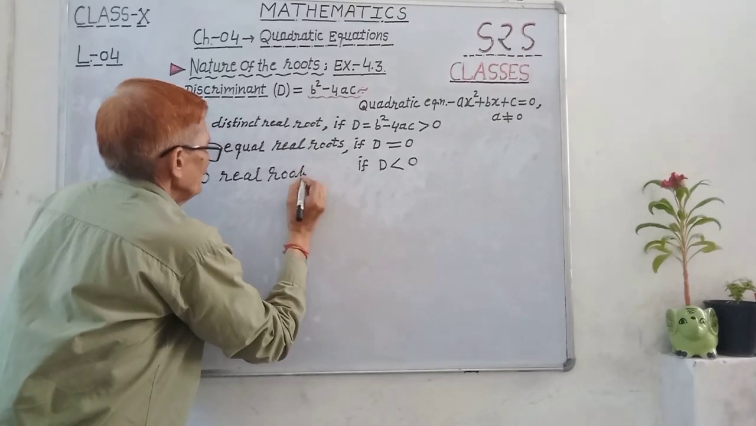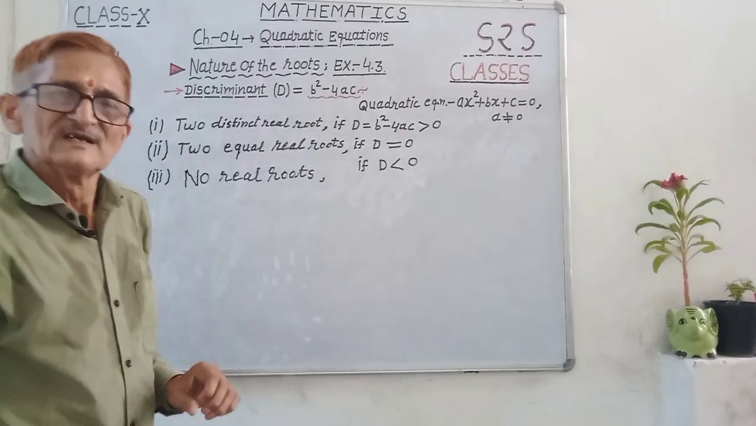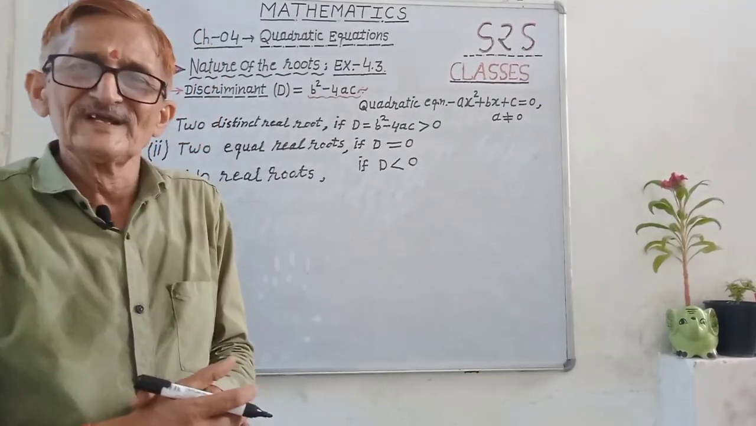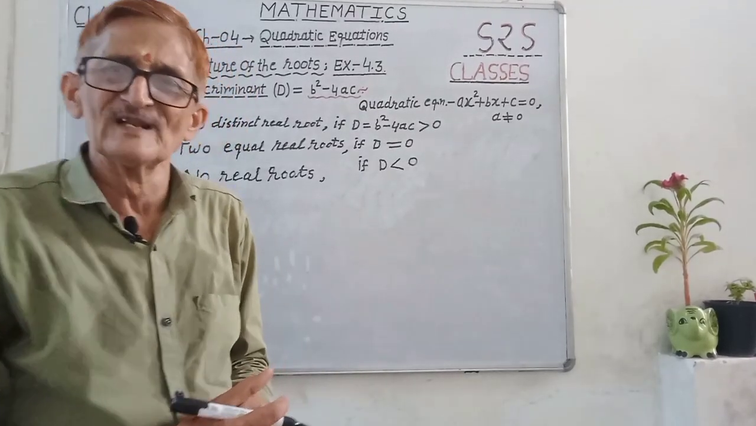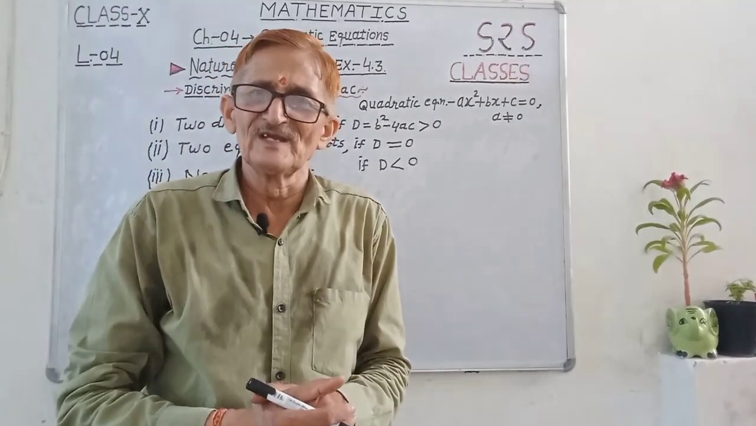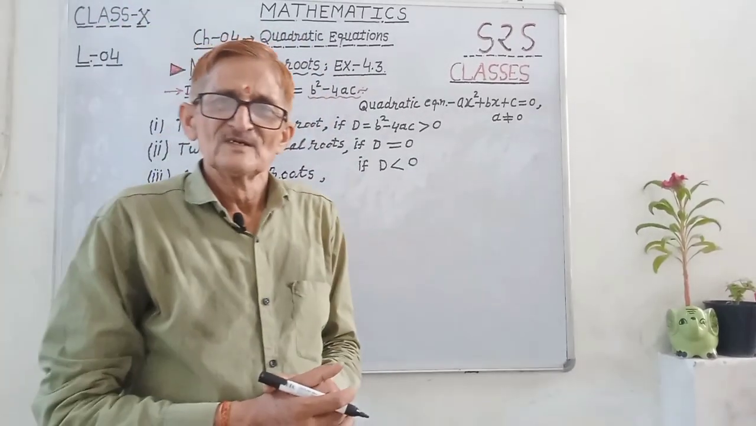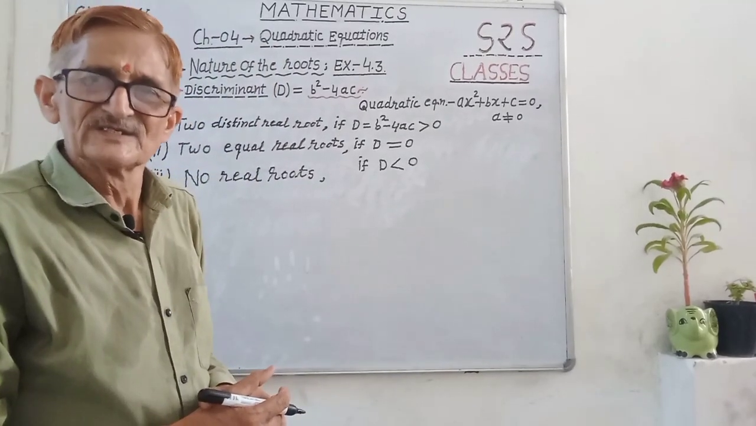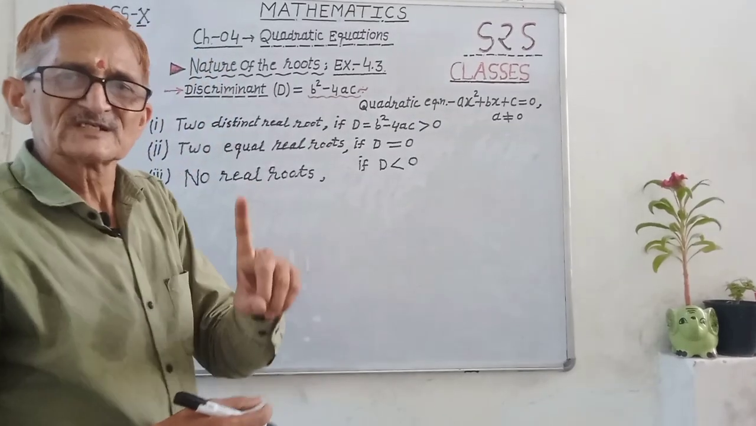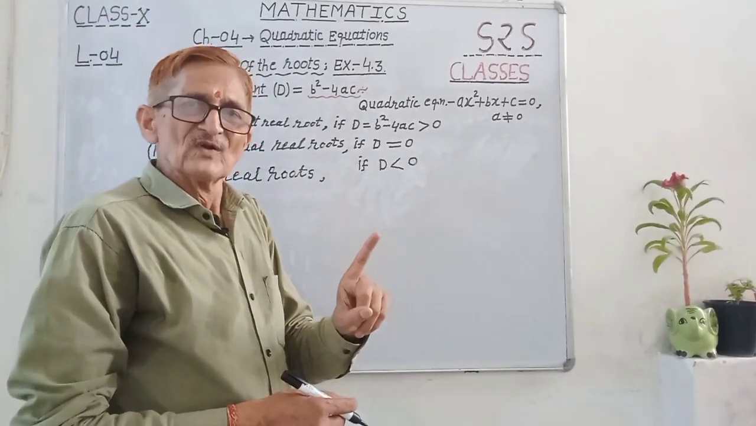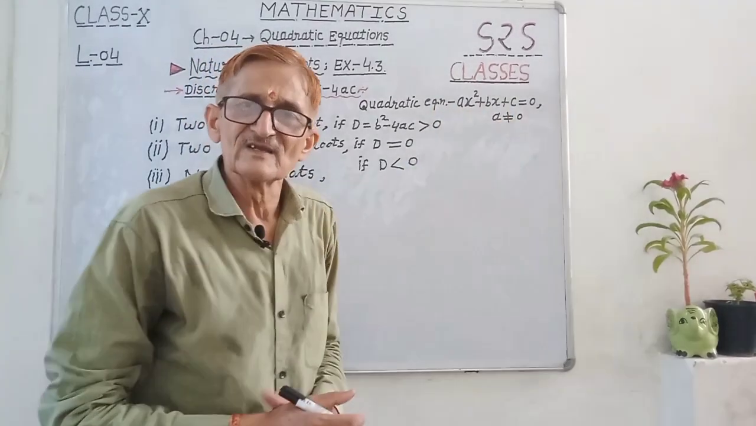Okay, so we have to remember these three natures according to the values of discriminant. Discriminant may come positive real number, discriminant may come negative real number, or discriminant may be equal to 0. These three parts. So we have to remember these three natures. Okay. After these three natures and finding the discriminant, you must be careful to take the values of a, b, c from the quadratic equation.